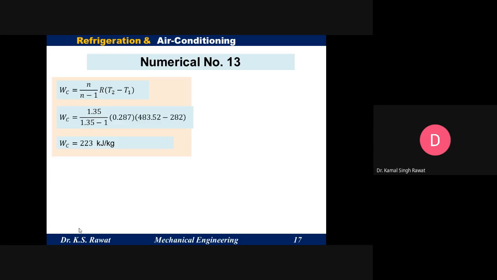But for you, if you are doing the calculation, take 4 digits after the decimal. Now, this is the compression work. Can you calculate the turbine work similarly? The turbine work WT is equal to n upon n minus 1 R (T3 minus T4). Now put in the values and tell me the turbine work. So again, here is the WT.